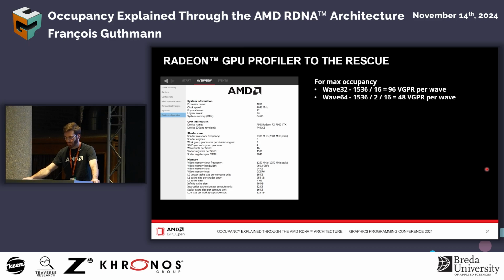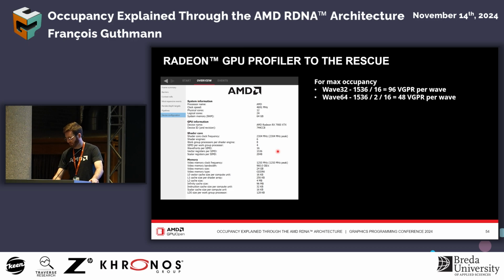Another interesting thing: we can look at, again, the Radeon GPU Profiler. In the Overview tab, we have all the resources that are available per SIMD, including the VGPR count, which is 1,536. So if we are trying to calculate how many VGPRs are available per wave in the different wave modes, we can divide that number by 16, and we get 96 for wave 32. But in wave 64, since we need twice as many VGPRs, that's only 48 VGPRs if you want to reach the maximum occupancy. So wave mode is very important when computing that value. Of course, you could do that manually all the time.